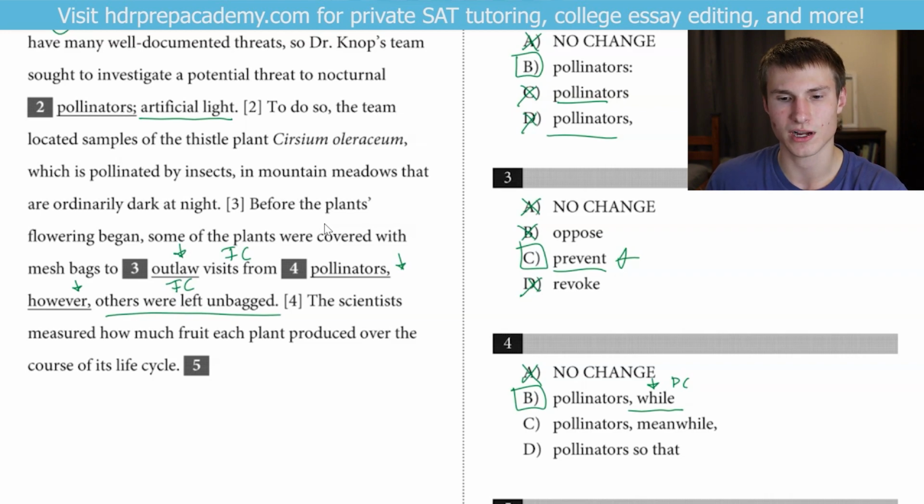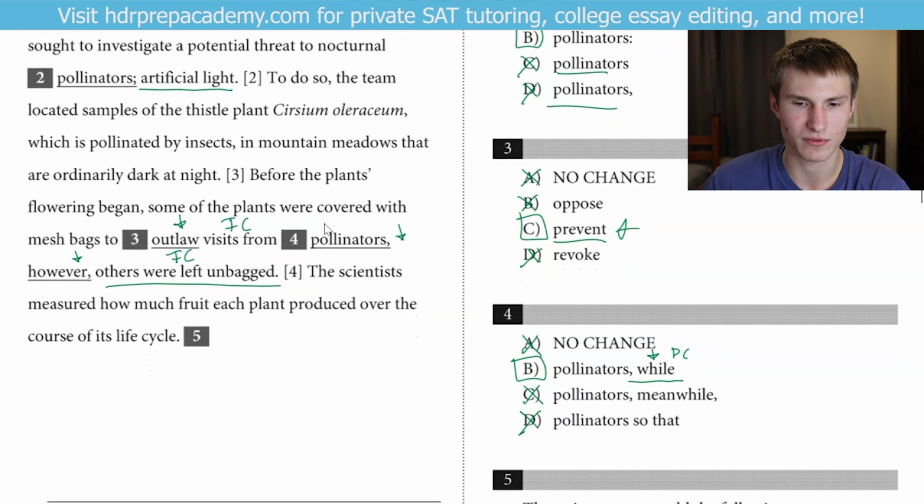So B will be our correct answer there. If we look at C, we'd also have a comma splice. And then if we look at D, we would have a run-on sentence where we're connecting two independent clauses together. Okay, so our answer there's got to be B for number 4.